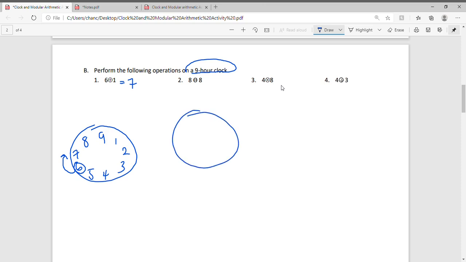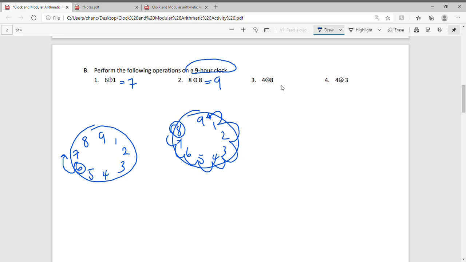Again, for 8 minus 8, we'll start with a 9-hour clock. And then we'll start at 8 and go counterclockwise since we're subtracting 8. We'll count 1, 2, 3, 4, 5, 6, 7, 8. So this gives us 8 minus 8 is equivalent to 9.